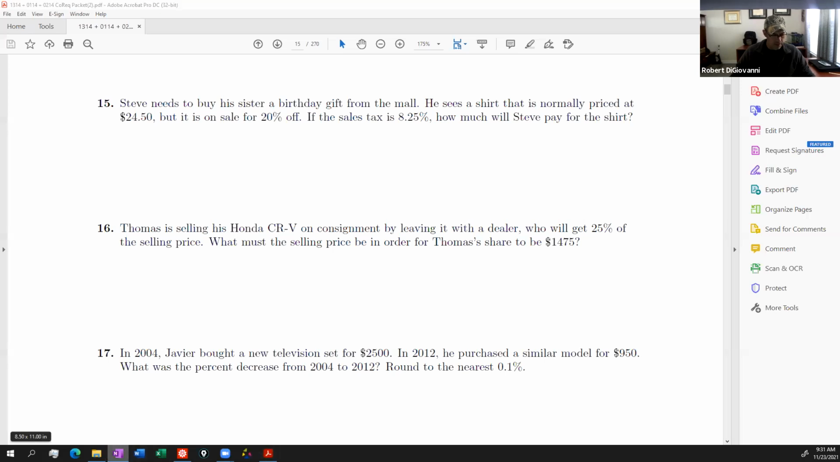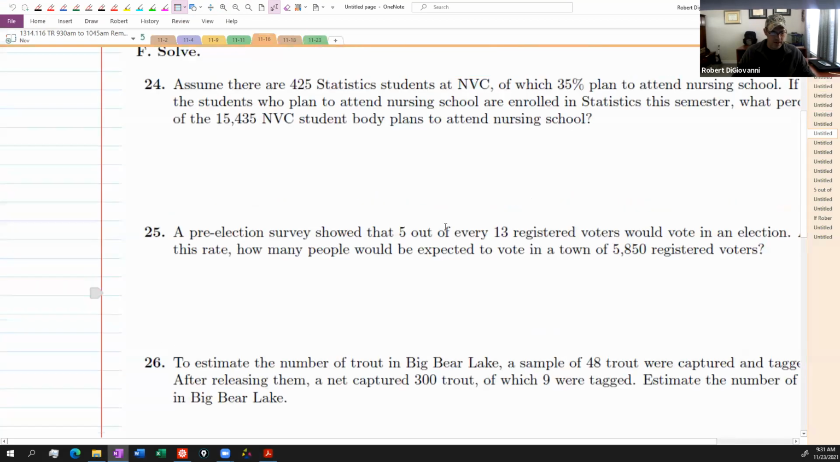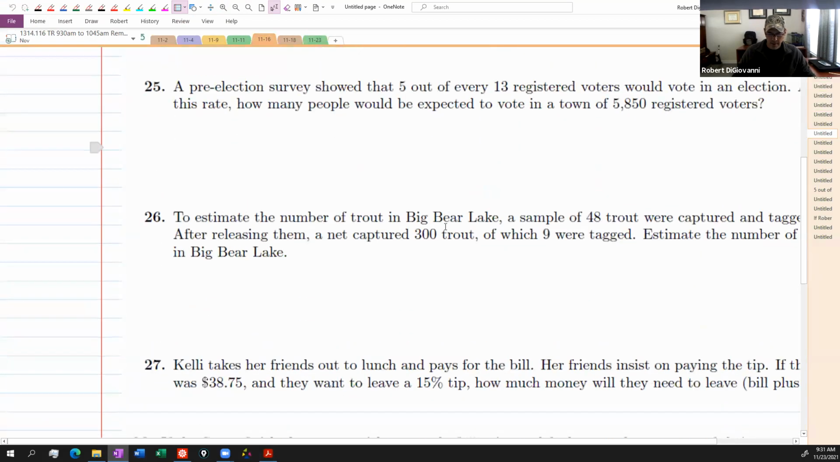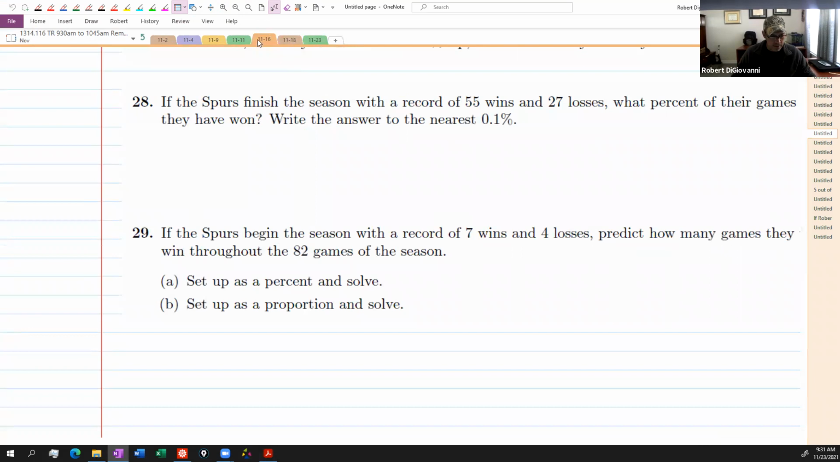We are talking about some word problems that we had started last class. Actually, you know what? Let me get to this. Hold on.